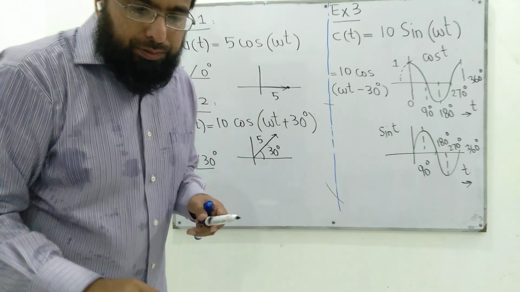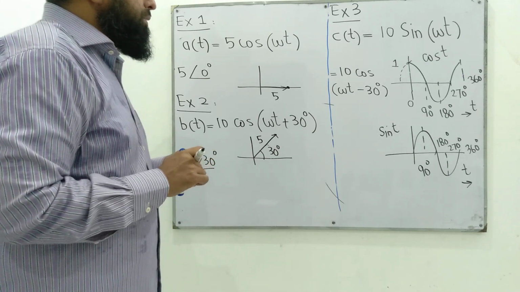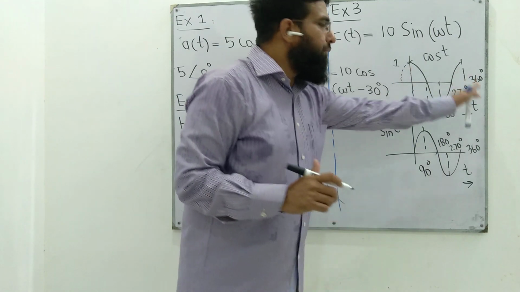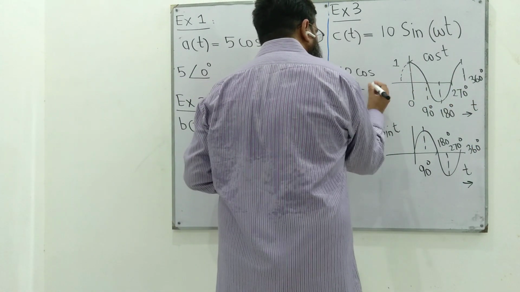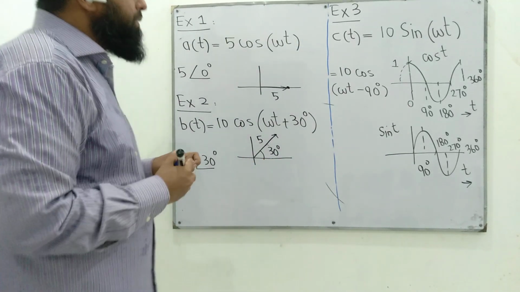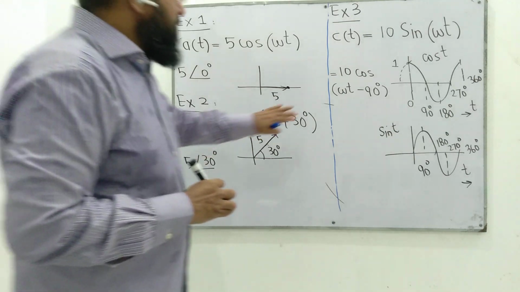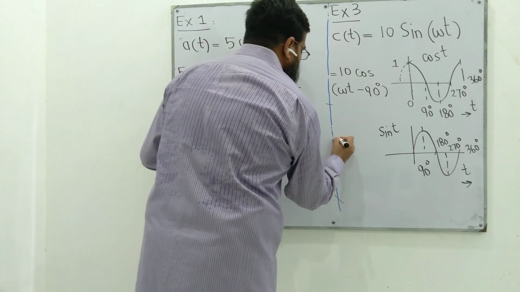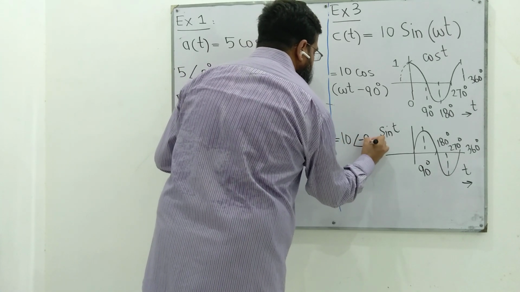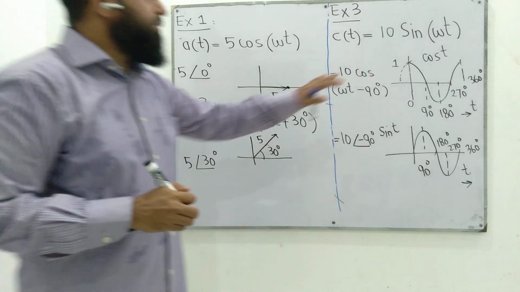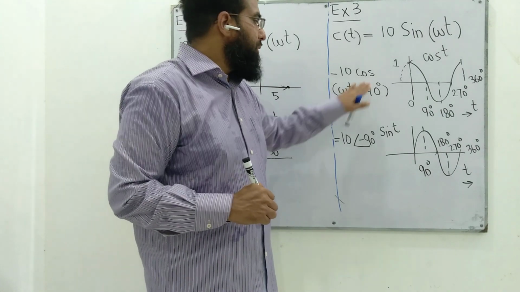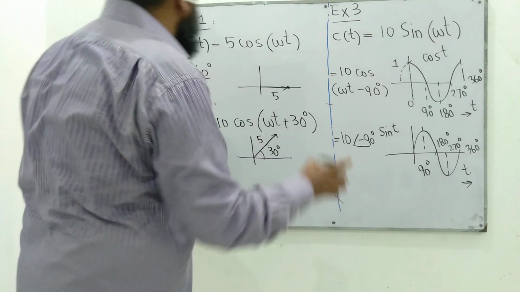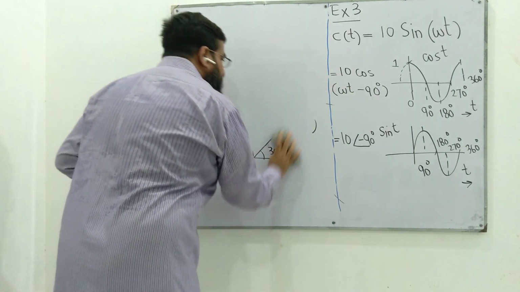So sine of t is the signal that is obtained by having the cosine of t signal shifted towards the right by 90 degrees. So 10 cos of omega t minus 90 degrees. And now we are in a very good position to write it as a complex number: 10 at an angle of minus 90 degrees. So if we have a sinusoidal signal, we convert it into an equivalent cosine signal, and then we can write its complex representation in polar form.